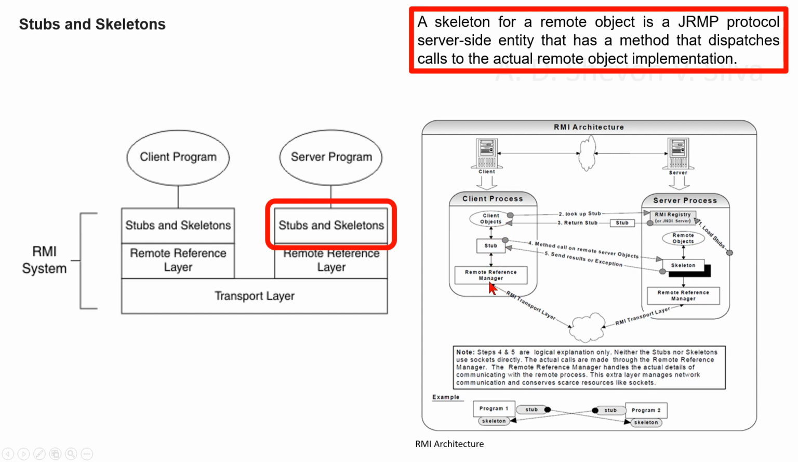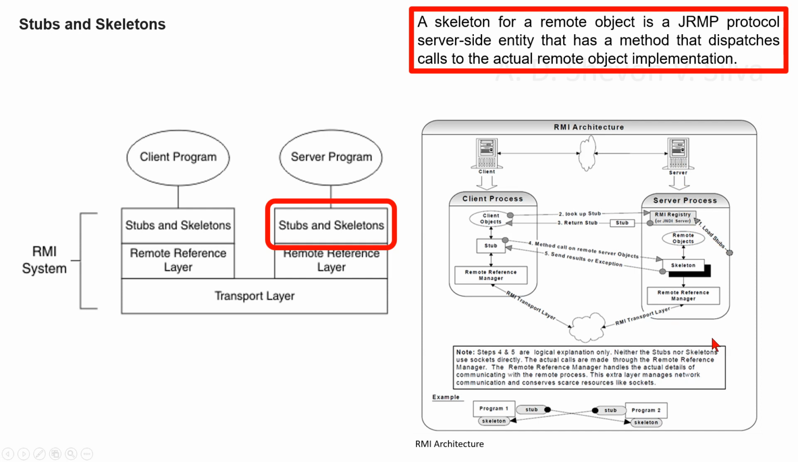And here you can see the server process. It has the RMI registry, remote object, skeleton, and remote reference manager. The remote reference manager in the client process is connected through the RMI transport layer to the remote reference manager in the server process. The remote reference manager interacts with the skeleton, which interacts with the remote objects. And here you can see stubs loaded to the RMI registry, and the server is connected to the server process.